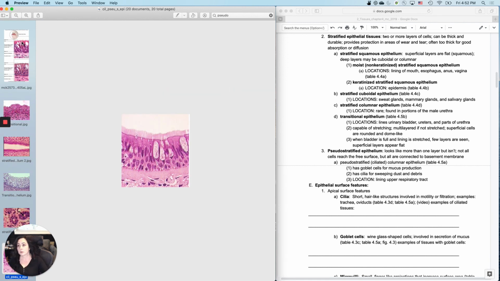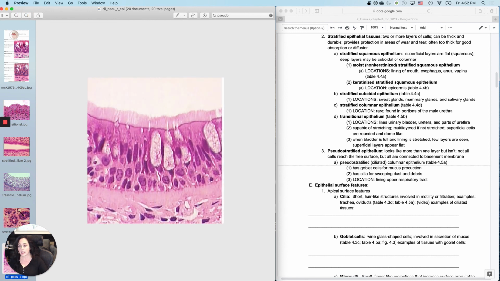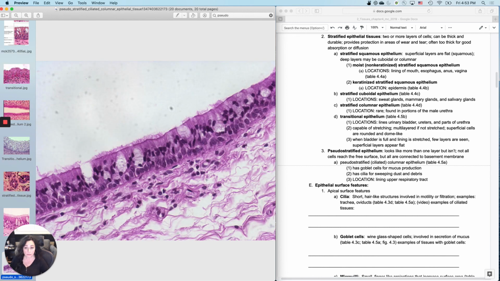Okay, this one, kind of a mess, cells all over one another, got goblet cells, got cilia on it, stacked on top of one another. This one is pseudostratified ciliated columnar epithelium. This one is also pseudostratified. Again, cilia on the surface, kind of looks like a mess, goblet cells, right? This is pseudostratified ciliated columnar epithelium.